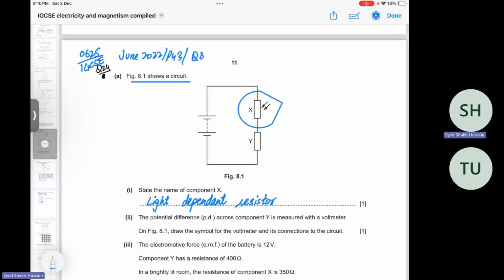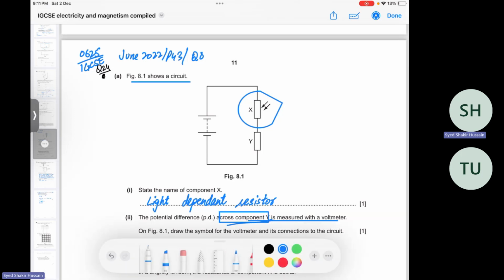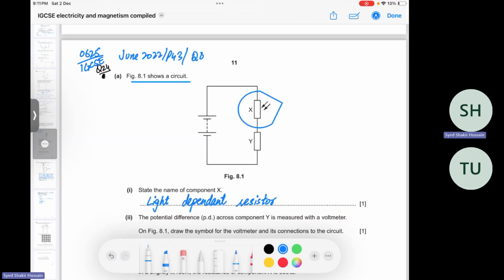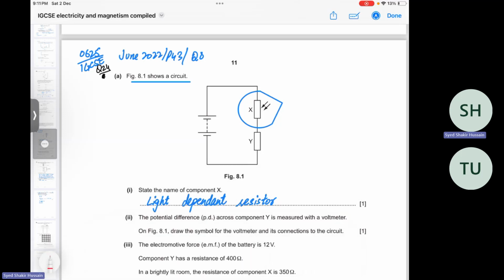Alright, potential difference across component Y is measured with a voltmeter. In Figure 8.1, draw the symbol for the voltmeter and its connection to the circuit. So potential difference is measured across Y. And when we need to measure the voltage, how do we connect the voltmeter? Parallel, right? So where do I connect the voltmeter? Somewhere here, right? All right.